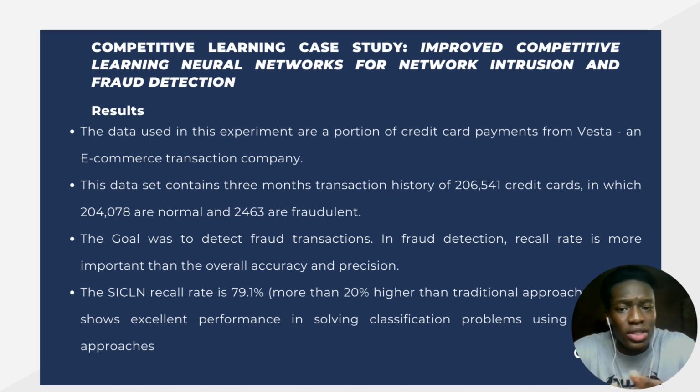But our goal is to detect fraudulent transactions. And in fraudulent transaction detection, recall rate is more important than overall accuracy and precision because we want our neural network to be able to identify fraudulent transactions when it comes across them in the clusters.